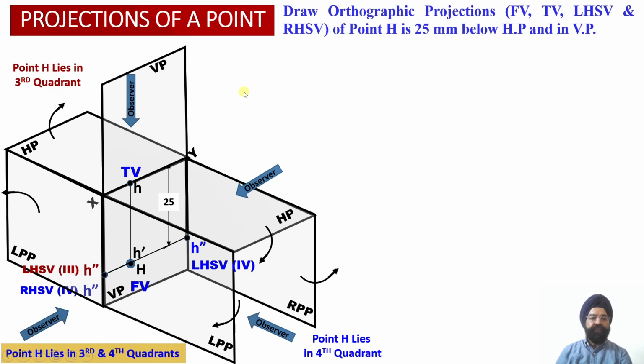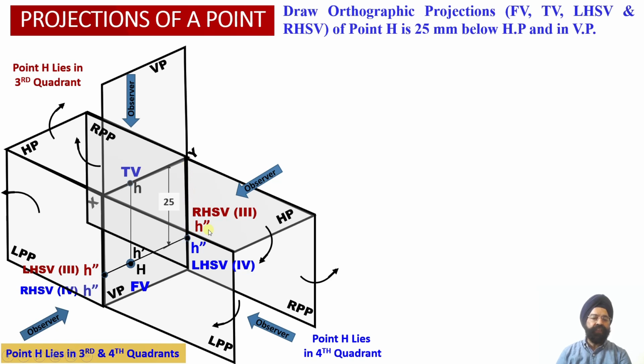Now when we look at this object from the right hand side view orientation, assuming the object to lie in the third quadrant, here we have obtained the right profile plane in the third quadrant. When the observer looks at this point H from the right hand side view orientation, the projection of this point H will be obtained onto the right profile plane at a distance of 25 millimeter below the XY reference line.